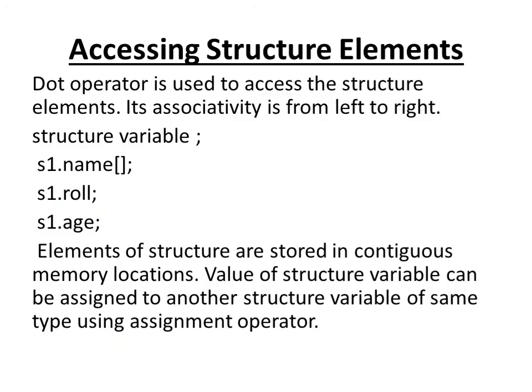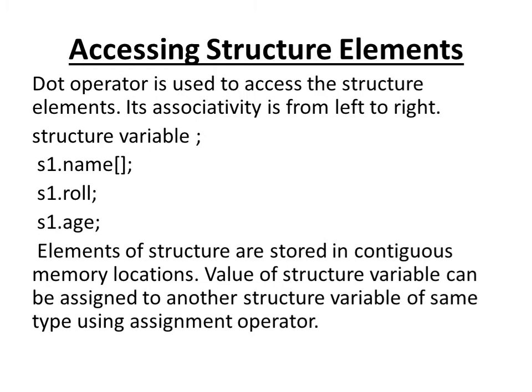If the initializer is less than the number of structure members, the remaining values are automatically taken as 0. Accessing structure elements: the dot operator is used to access the structure elements. Its associativity is from left to right, that is, it always begins from left to right. Here, structure variable s1 dot name. See, here s1 is the variable name and dot name is the member. s1 dot roll number, s1 dot age.